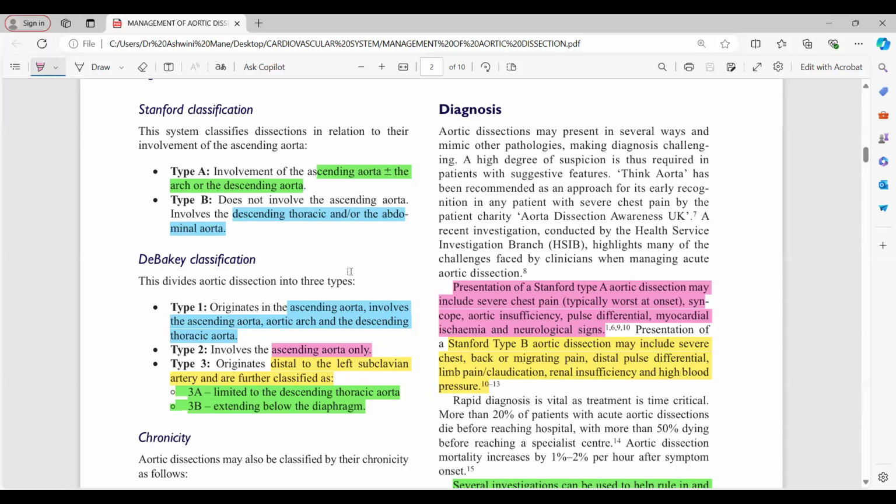Now, according to the Bakey classification, the aortic dissection is divided into three types: type 1, type 2, and type 3. Type 1 originates in the ascending aorta and involves the ascending aorta, aortic arch, and the descending thoracic aorta. Type 2 involves only the ascending aorta. Type 3 originates distal to the left subclavian artery and is further classified into 3A and 3B. 3A is limited to the descending thoracic aorta. 3B is extending below the diaphragm.